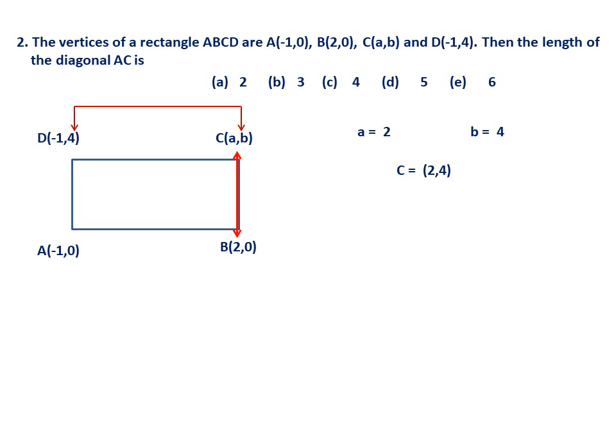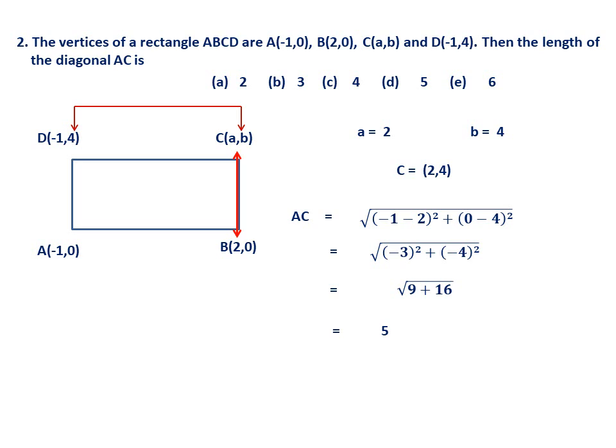Now, the question is to find the diagonal AC. Therefore, AC will be equal to, apply the distance formula, square root of (-1 minus 2) whole square plus (0 minus 4) whole square, then simplify. So, you get (-3) square plus (-4) square, which will be equal to square root of 9 plus 16, which is 5. Therefore, the option is D.